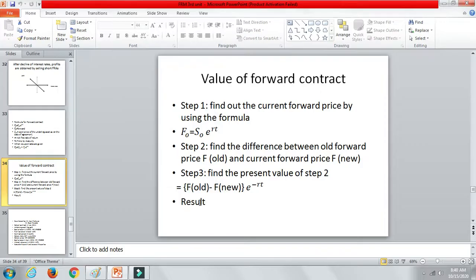So you are going to use these 4 steps. First, you are going to find out the forward price by using the formula, the same formula that I told you. Then find the difference between the old forward price and the current forward price.